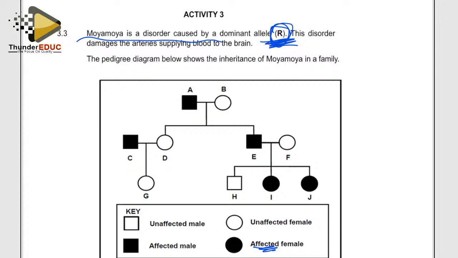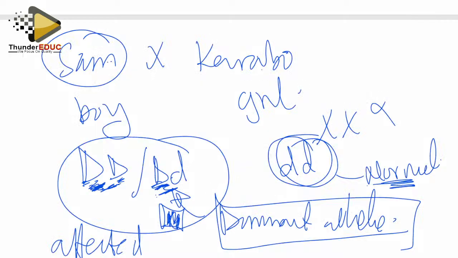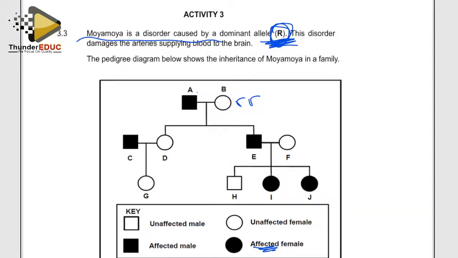Meaning that this individual is affected and is a male. Because it is caused by a dominant allele and is non-sex linked, I can't use X and Y. Therefore, this one is normal, so it's going to be small r. The same way we said it here, the normal is the recessive allele. And then this one will be either capital R, capital R, or capital R, small r.